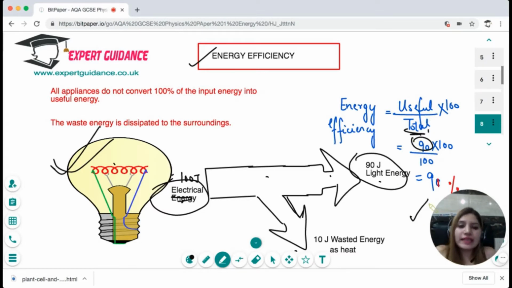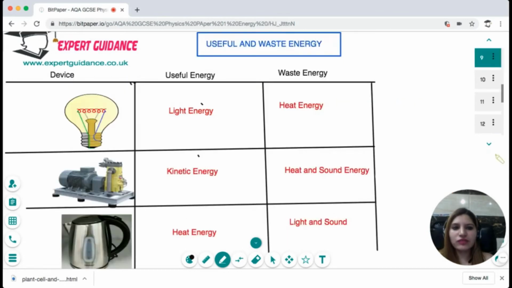So in the exam, they can give you the total energy and the efficiency and ask you how much is the useful energy, or they can give you the useful energy and waste energy and ask you how much is the input energy. So always remember, input is equal to the useful and the waste energy. And energy efficiency is useful energy divided by total, times 100. Okay, so I hope this concept of energy efficiency is clear to you.